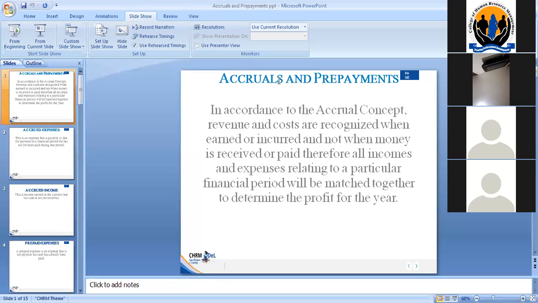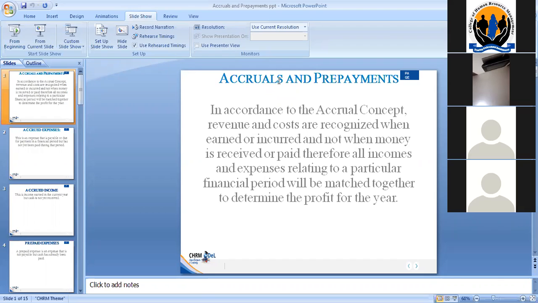The salaries for December 2019, many organizations will pay them in January 2020. If the financial year of that particular organization runs from 1st January to 31st December, the salaries for December 2019 were paid in January 2020, and those are two different financial years. The financial year for 2019 ended 31st December 2019. The financial year for 2020 started 1st January 2020.